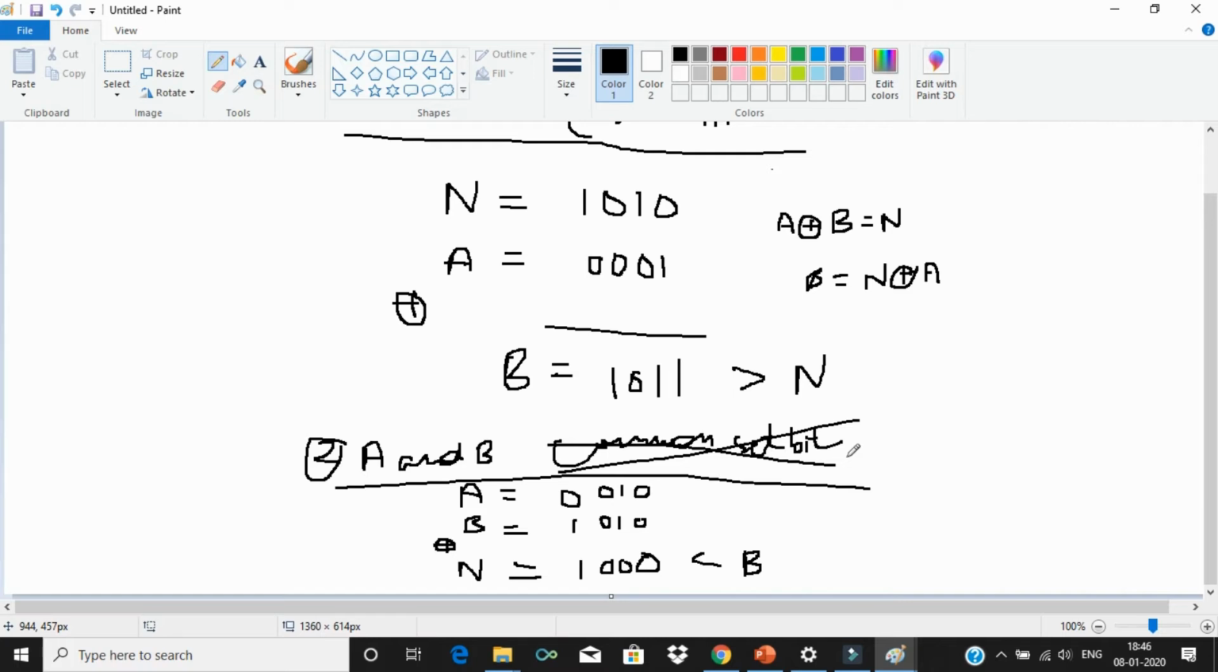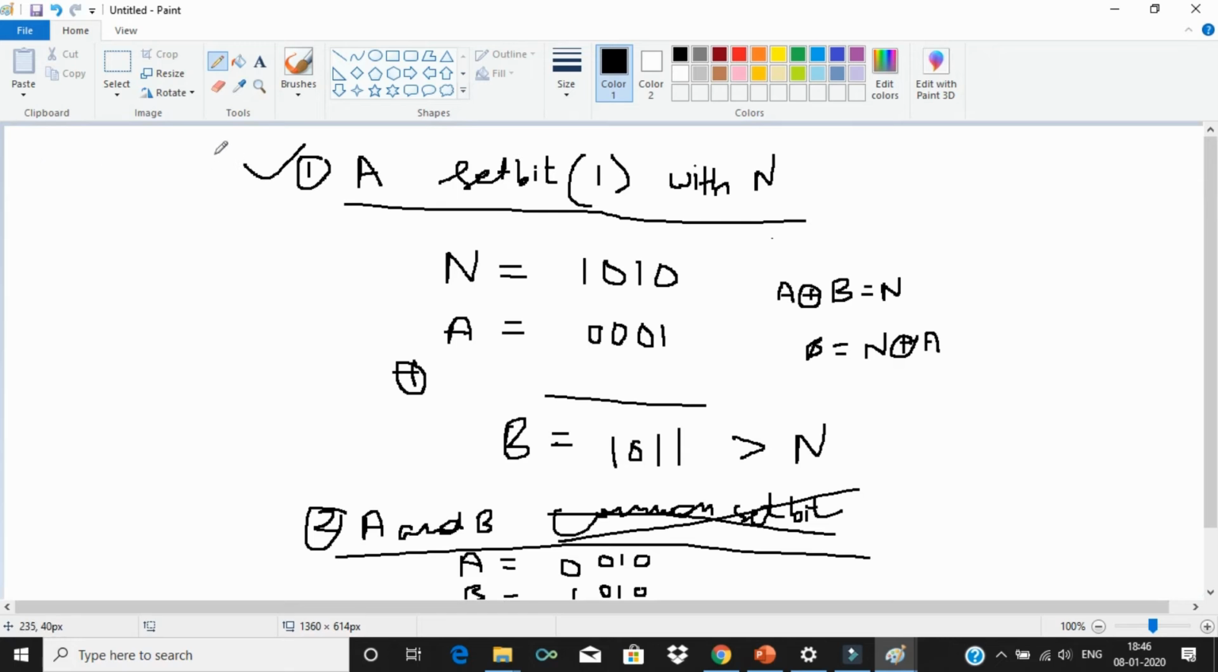Now the third condition is for any capital N value. Let me write this condition over here: for any capital N value that can be represented as a simple power of 2 raised to some power k.